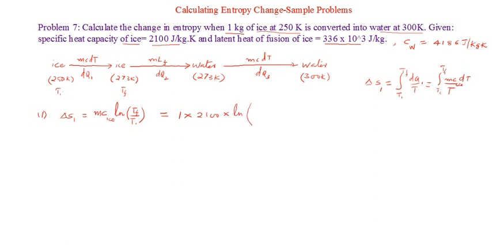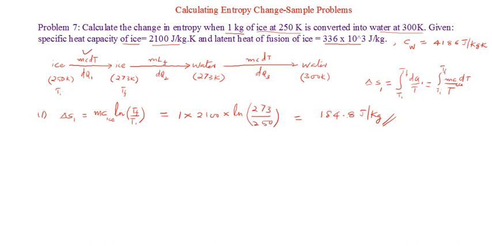What is T final? 273 divided by 250. You can just work this out and you will find the answer is close to about 184.8. The unit will be the SI unit of entropy change, joule per Kelvin. So you got the first one. So this part is over.